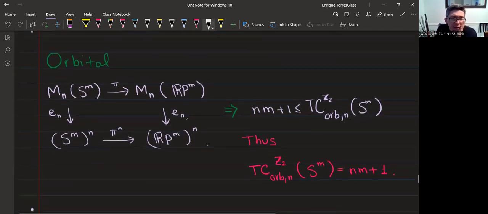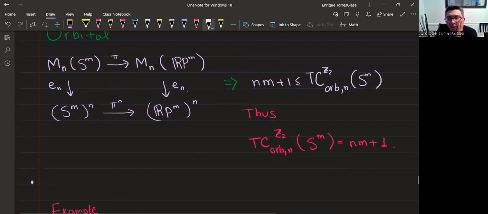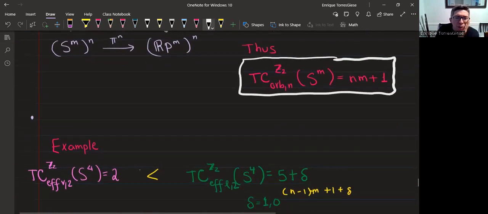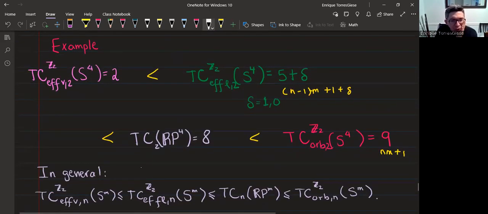The orbital TC of a sphere can also be computed. I'm not going to mention too many things about this. The diagram I have on the left-hand side can be used to provide a lower bound with zero divisors. And the upper bound is coming essentially from dimensional reasons. And well, the calculation of the orbital TC can be completed, and it is this value you have on the right-hand side.